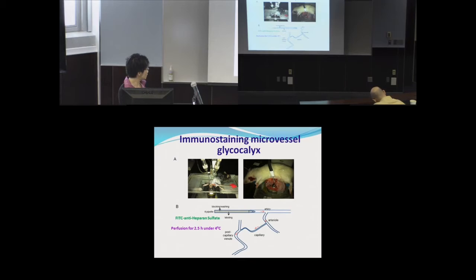Under this condition, we have another dripper to supply the superfusate for 2.5 hours at 4 degrees Celsius, because we tried body temperature and room temperature, and it wouldn't stay until we reduced to 4 degrees Celsius. Probably that's the optimal temperature for this kind of antibody conjugation. So this is our technique.